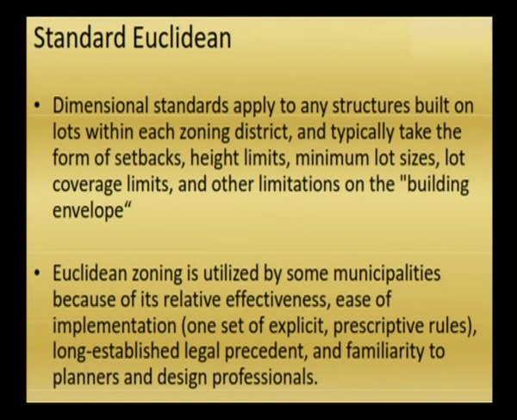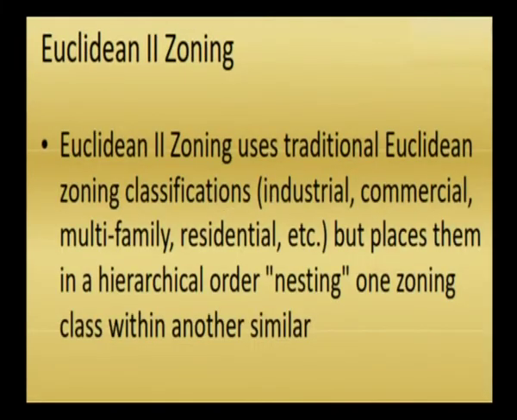Dimensional standards apply to any structures built on lots within each zoning district and typically take the form of setbacks, height limitations, minimum lot sizes, lot coverage limits and other limitations on the building envelope. Euclidean zoning is utilized by some municipalities because of its relative effectiveness, ease of implementation, that is, you have one set of explicit prescriptive rules, long established legal precedent and familiarity to planners and design professionals.